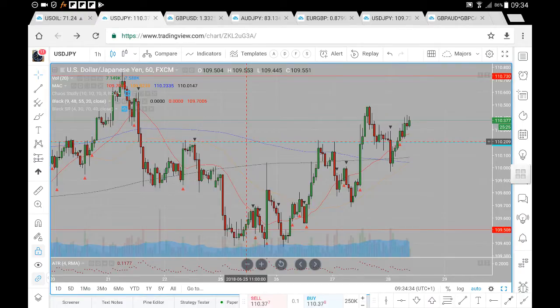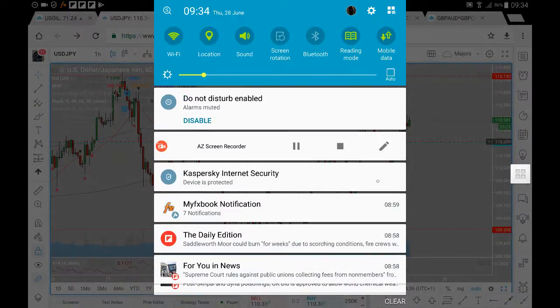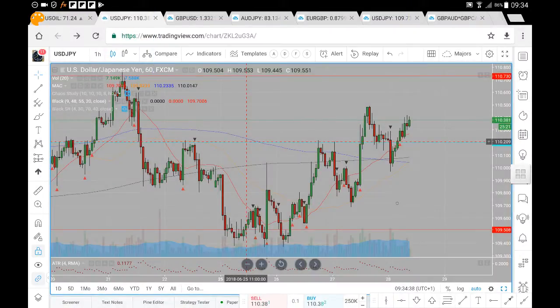So this US dollar Japanese yen analysis for Thursday 28th of June. Now let's just have a look at the prices and where prices may likely go. So previously we did mention that we were forming a bit of a base here at around 109.50, from which we have seen a bullish buy side momentum take us up towards this 110.20.